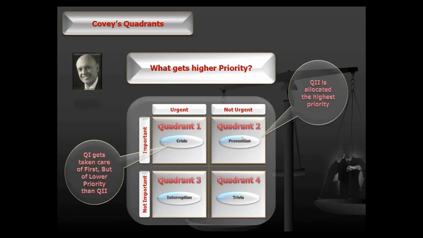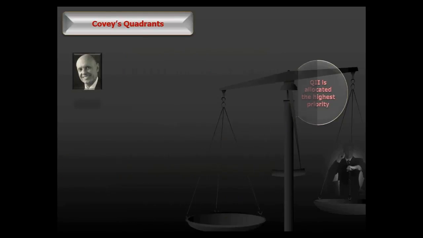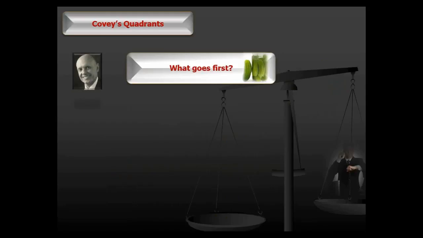Without focusing on the prevention quadrant, without focusing on the tasks that fit into quadrant 2, those tasks will wind up moving into quadrant 1, crisis mode. Now again, even though quadrant 1 gets taken care of first, it's of a lower priority than quadrant 2. Now, in determining what goes first, we're going to take a look at an example of a pickle jar, a pickle barrel. Now this is actually not Stephen Covey's phenomenon. This is just a random example that people give.